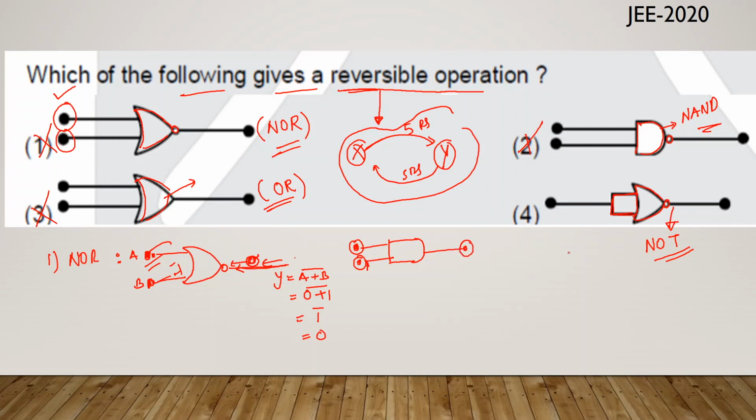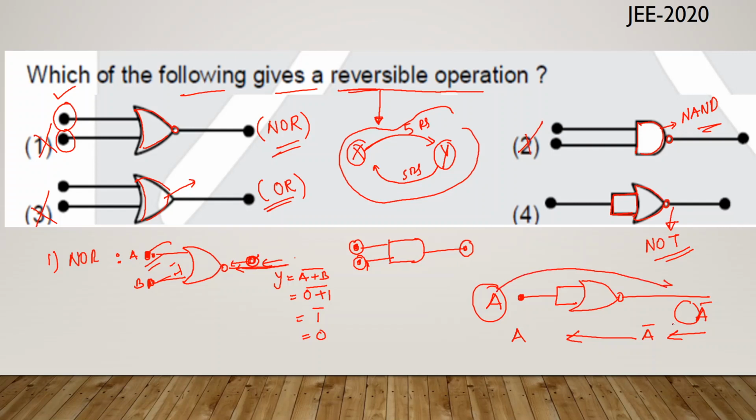But if you see the fourth one, the NOT gate, see here. Suppose for the NOT gate I have given input A. What will be the output? A bar. Now if I make this A bar the input, what will be the output I will be getting? A I will be getting. See here, it is a one-to-one operation. I had 5 rupees, I have given that 5 rupees to Y person. Again this Y person can give that 5 rupees to X.